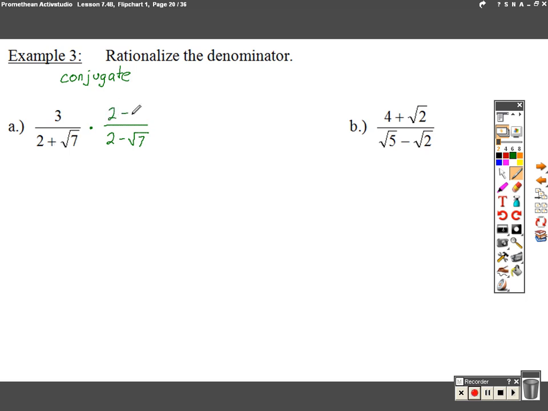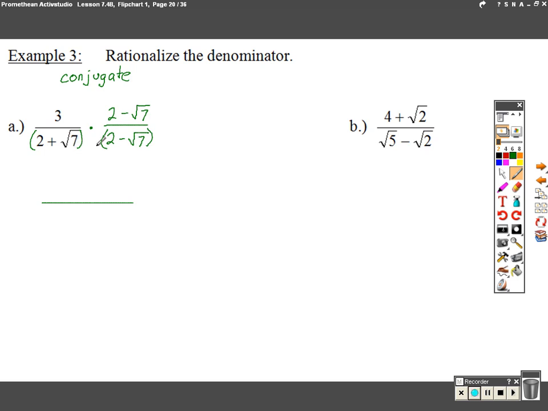So one of them's a plus, one of them's a minus, and remember we have to multiply the top by that same thing. So why is that good? Well, if you're multiplying these denominators, we basically just have difference of 2 squares. So let's start with the denominator. Remember our formula for difference of 2 squares.